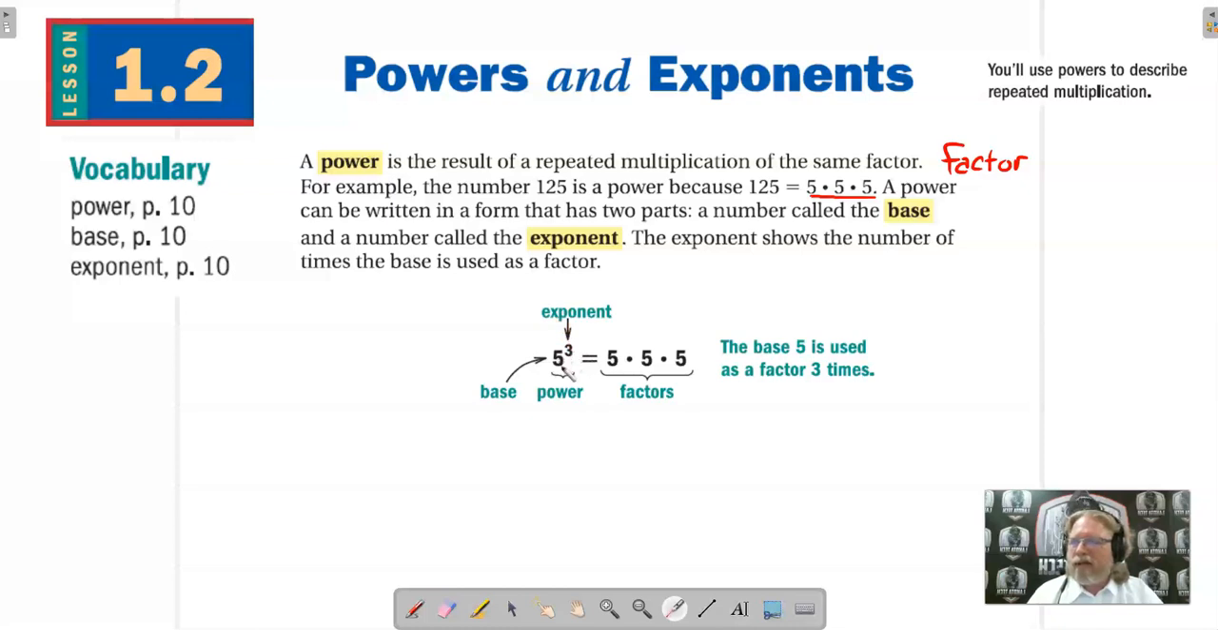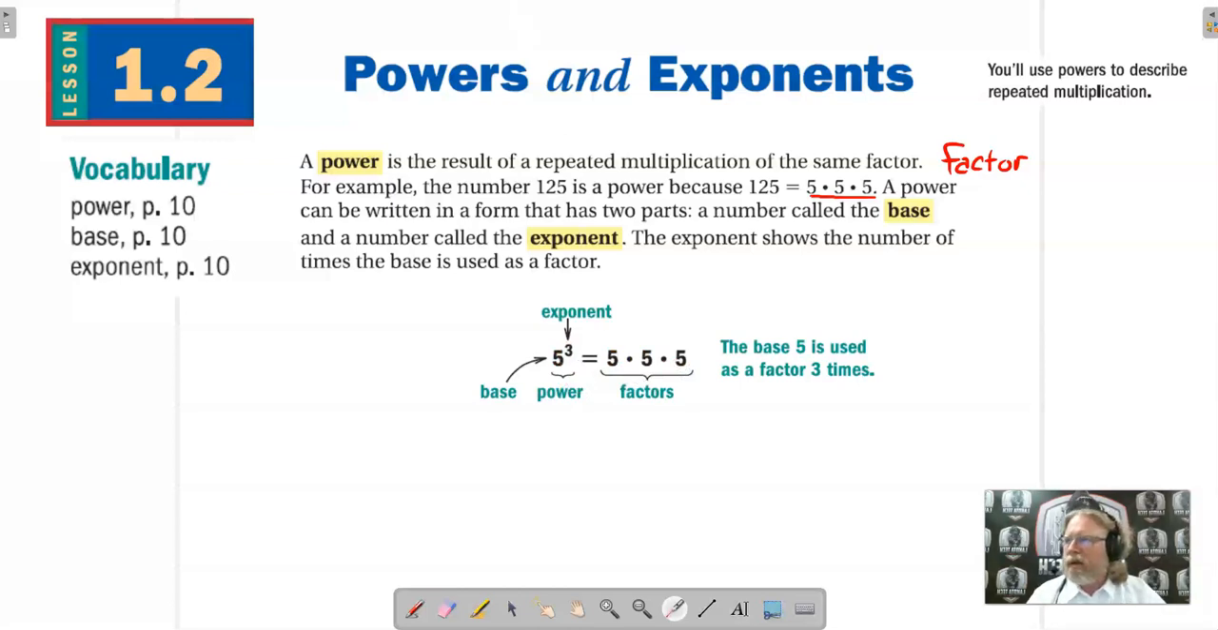So together, the base and the exponent create what's known as a power. So for our vocabulary there, the key concept to understand is that we have a base, the factor that's being multiplied times itself, the exponent, which is the number of times that that factor is being multiplied times itself, and together a base plus an exponent create what we call a power.